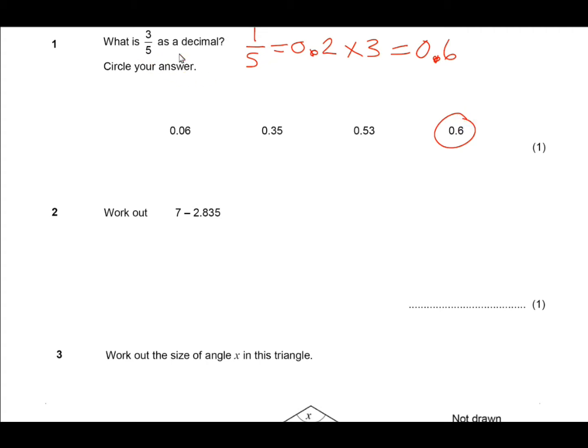If you can't remember that 1/5 is 0.2 and you need to multiply it by 3, you can do it the other way, and that is divide 3 by 5. So 3 divided by 5, and then 5 doesn't go into 3, carry the 3. Don't forget your decimal points. And then you use one of your invisible zeros. 5 goes into 30 6 times. So either way, you're going to get the correct answer.